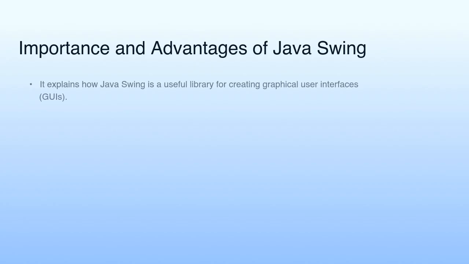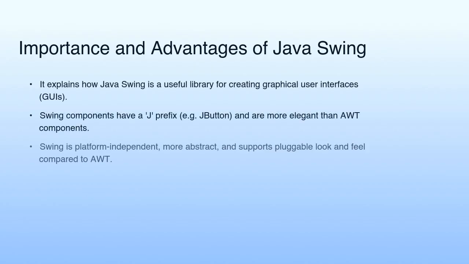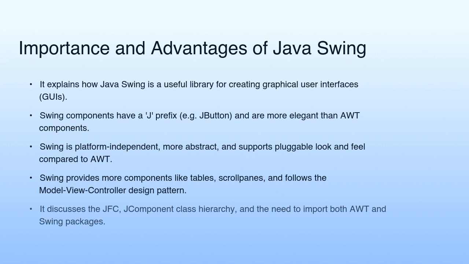Swing is a useful library for creating graphical user interfaces (GUIs), offering components with graphics that are more elegant than AWT components. It is platform independent, more abstract, and supports pluggable look and feel. Swing provides more components like tables and scroll panes, and follows the model view controller design pattern.